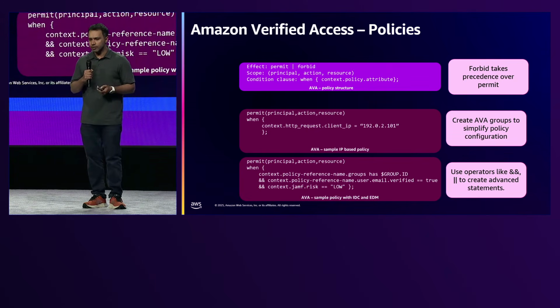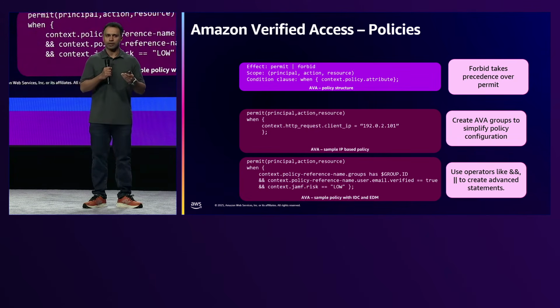So for that, the best practice is to club your applications that require similar connectivity and security policies into an AVA group, and then apply these policies on the group directly.